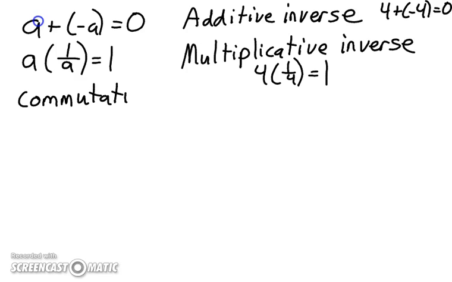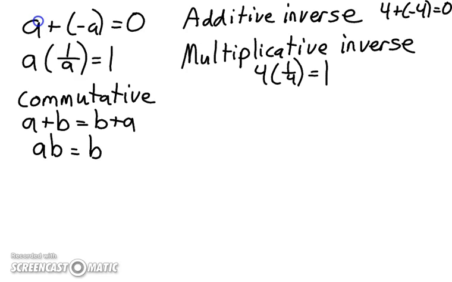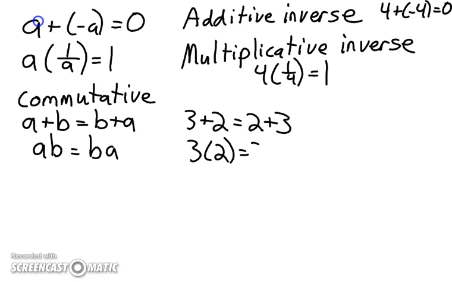Went in a different order here. Sorry about that. I should have kept it uniform. But the commutative property simply says that if you add or multiply, it doesn't matter what order you do it in. So that's saying that A plus B equals B plus A. And it's also saying that A times B equals B times A. So, for example, whether I do 3 plus 2 or 2 plus 3, you get the same thing. 3 plus 2 is equal to 2 plus 3. If I do 3 times 2, that is equal to 2 times 3. It is the same thing. Okay. So that is your commutative property.